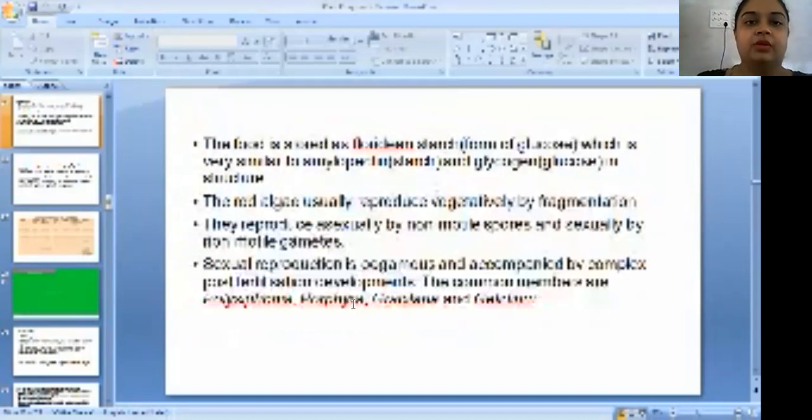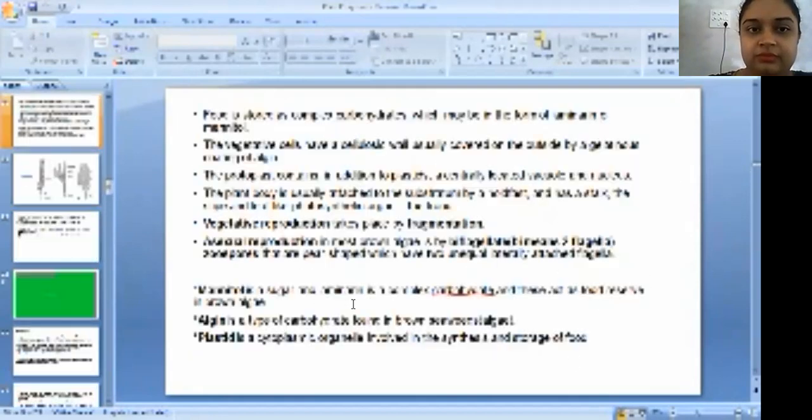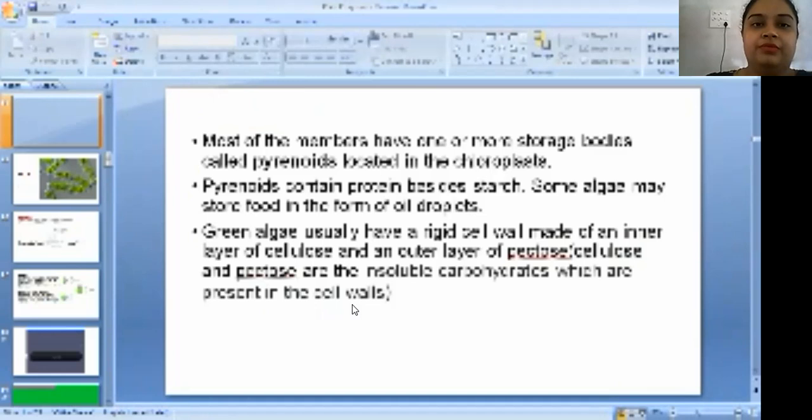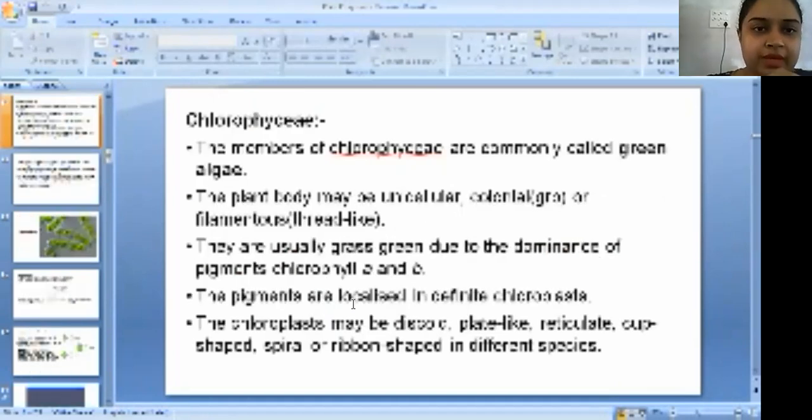Now, कैसे यहाँ पे फूड स्टोर होता है? क्लोरोफाइसी में कैसा होता था? In the form of pyrenoids. Remember? Remember or not? Pyrenoids. Chlorophyll में Ma'am, I won't be able to see. Don't worry. Don't scroll up. I have the textbook. You have a textbook? Yes, ma'am, I have the textbook.